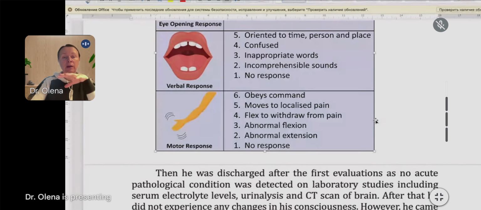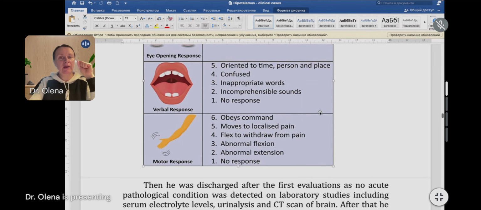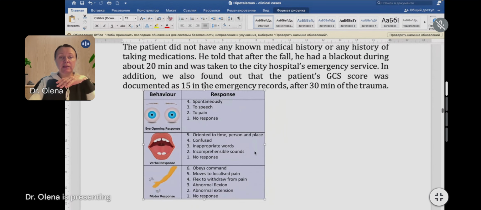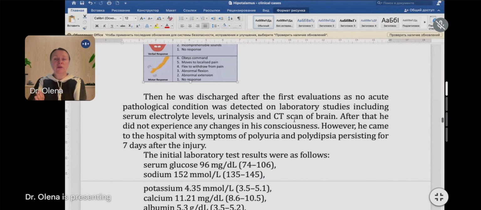When the patient has a minimal score, it means a coma condition or maybe different consciousness disturbances could be present with a score less than 10. So our patient had 15 in the emergency records after 30 minutes of the trauma. Then he was discharged after the first evaluation as no acute pathological condition was detected on laboratory studies, including serum electrolyte levels, urine analysis, and CT scan of the brain. After that, he didn't experience any changes in his condition. However, he came to the hospital with symptoms of polyuria and polydipsia persisting for some 7 days after the injury.